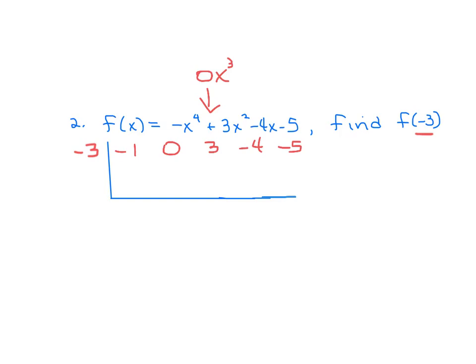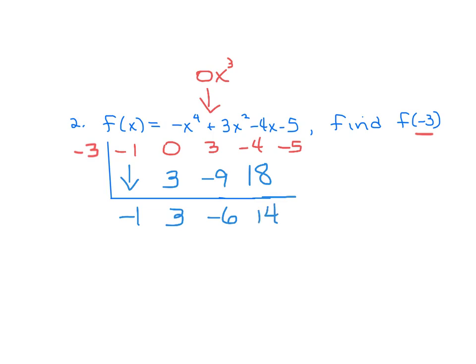And now I just do my synthetic division problem, looking to find the remainder. So again, I bring down, I multiply, I add 0 plus 3, I multiply -3 times 3. I add 3 plus -9. I multiply -3 times -6. And I get 18. I add and get 14.